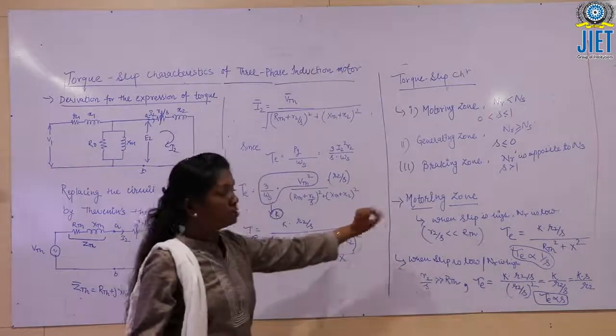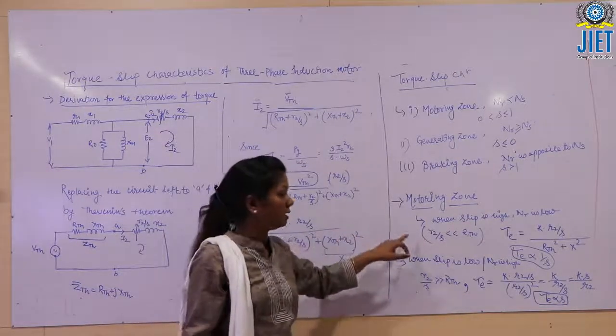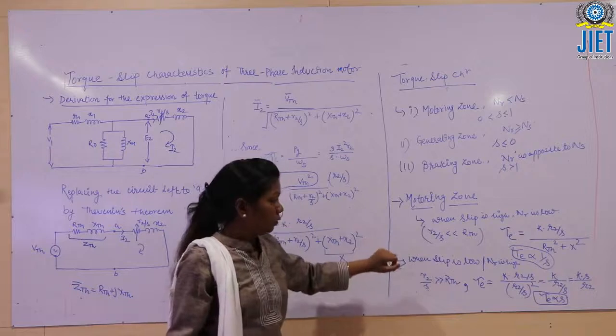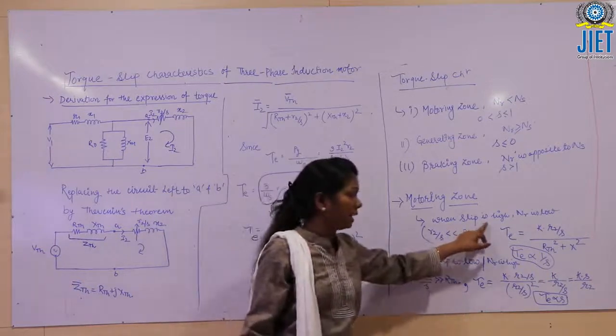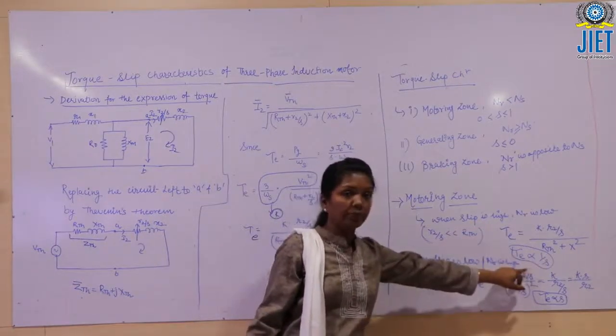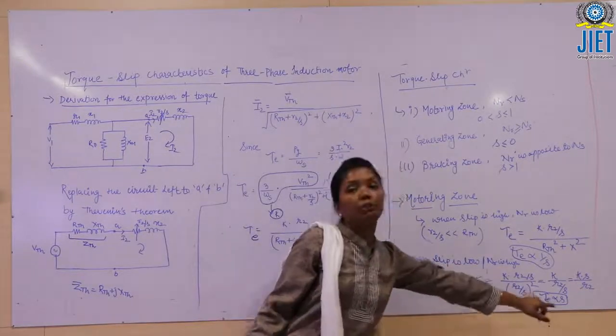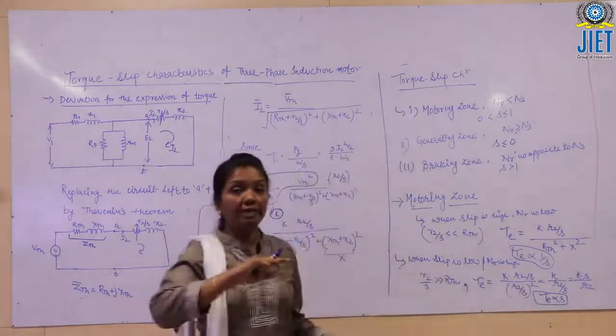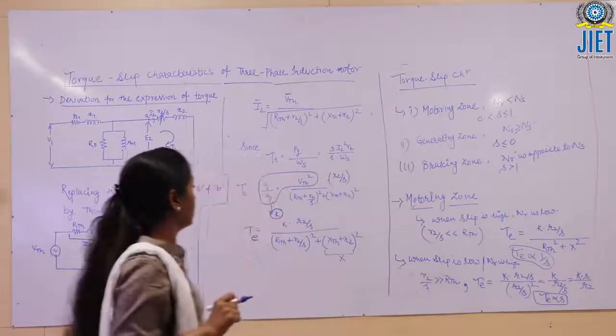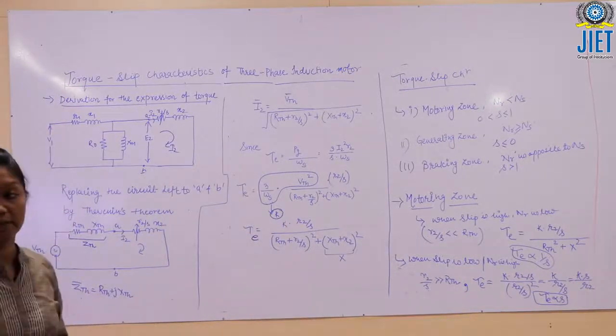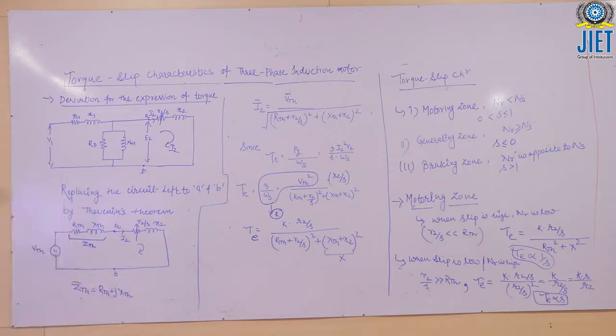So in the motoring zone itself, we found that there are two parts. One is when slip is high, the torque is inversely proportional to S, and when slip is low, the torque is proportional to S. So the characteristic would be changing now. Now I am drawing the characteristics for the motoring zone.